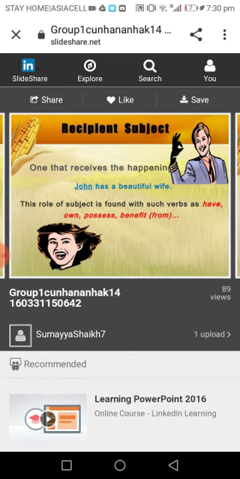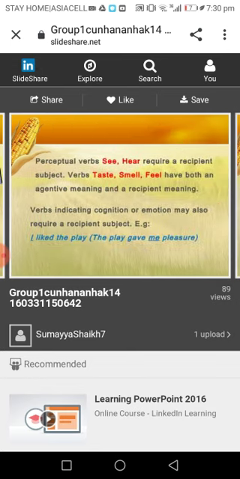If the recipient takes the position of indirect object, for example, will you please lend me some money? So here me refers to the indirect object recipient, and some money refers to the direct object. This is about the recipient subject.